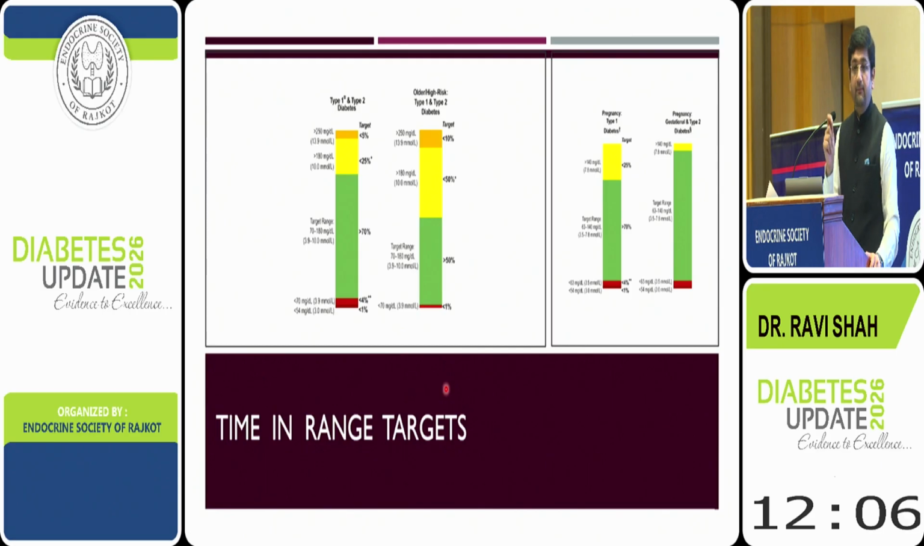So the time below range should be overall less than 4% and the time above range should be less than 25%. And then there are specialized settings as well in older individuals. When we relax their glucose targets, you can relax the time in range target to less than 50%. In pregnancy, in individuals with gestational diabetes, you will target as high as 90% time in range.